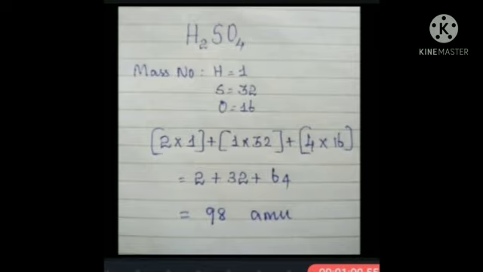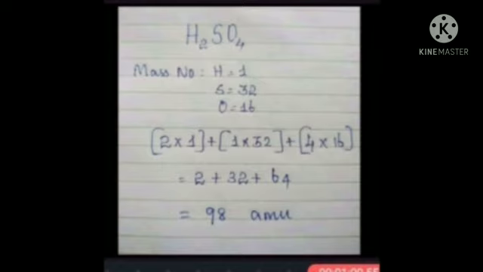So we have to multiply the number of atoms by its mass number. Hydrogen, number of atoms is 2, so 2 into 1, 1 is the mass number. Plus, next sulfur. How many sulfur? 1. So 1 into its mass number, 32. Next, oxygen. Number of oxygen is 4. So 4 into 16, 16 is the mass number.